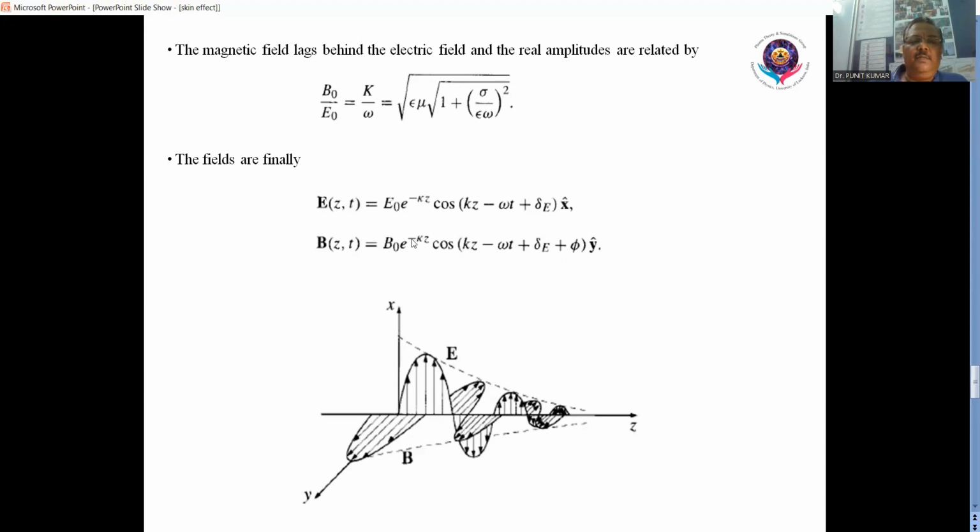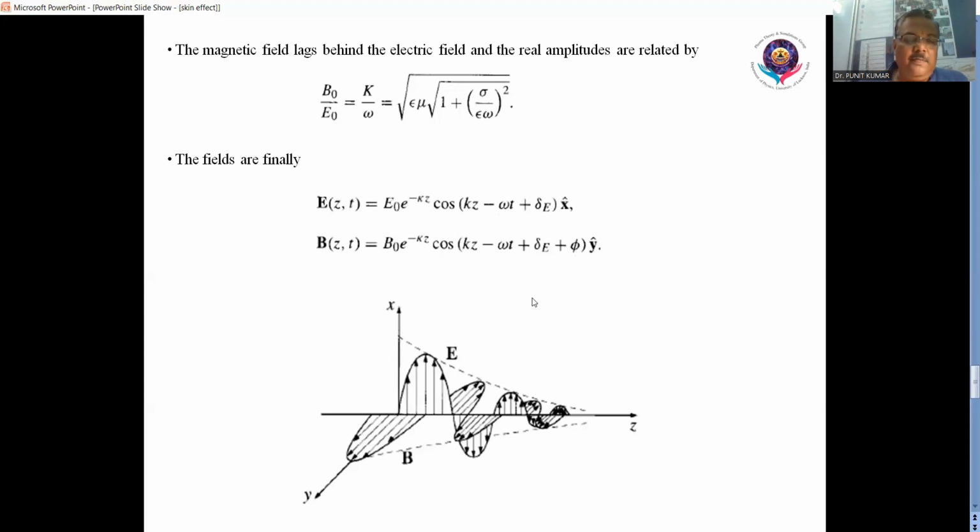And finally, the electric and magnetic fields are represented by these equations, where we can see that the magnetic field and electric field are not in phase. The magnetic field lags behind the electric field by a phase phi. So in a conducting medium, the magnetic field lags behind the electric field.